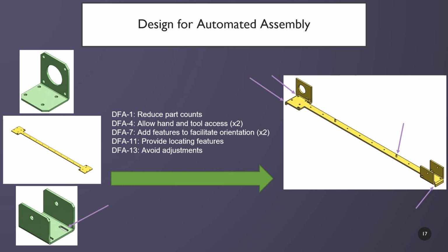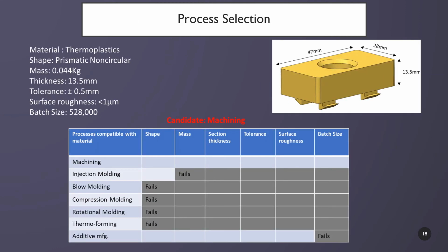We also provided locating features as seen on the linear guide mount to assemble to the linear guide, and then avoid adjustments. So we do not have the adjustments on the U bracket. For the process selection of this part, we determined that the material would be a thermoplastic. It is a relatively prismatic shape with low mass, relatively high thickness, and standard tolerances in a large batch size. The candidate process was determined to be machining as seen in this chart.